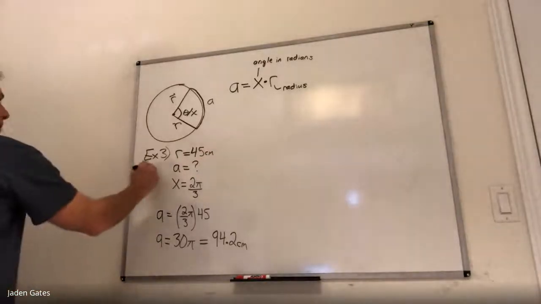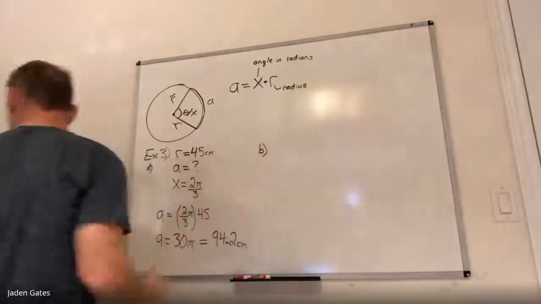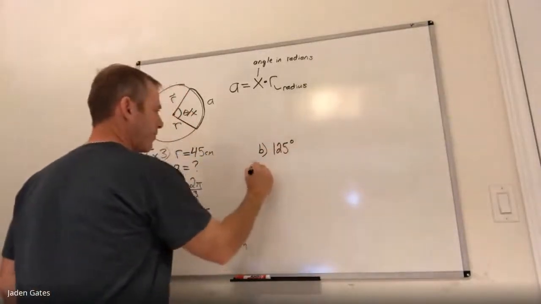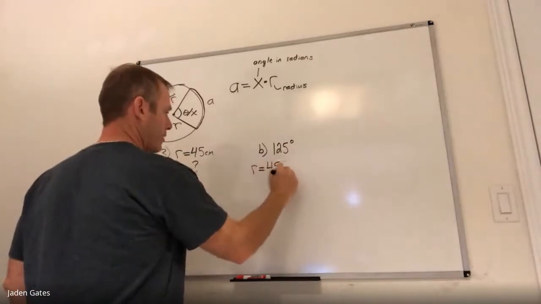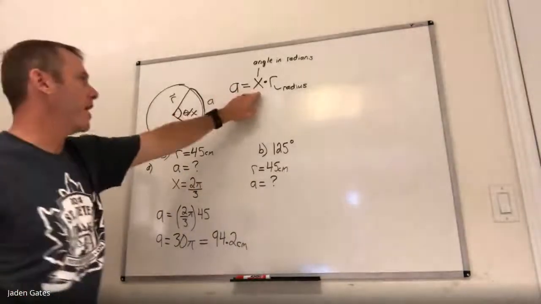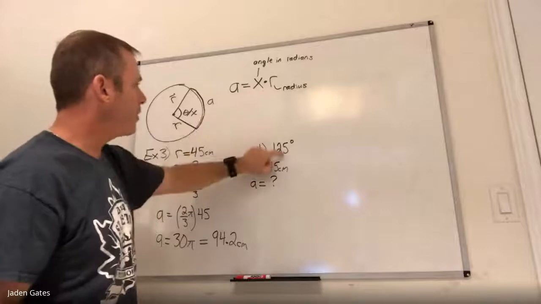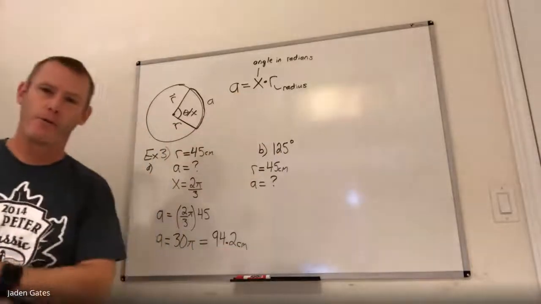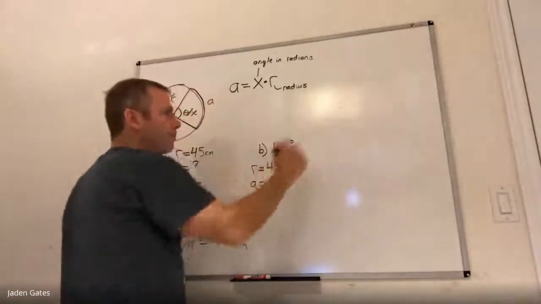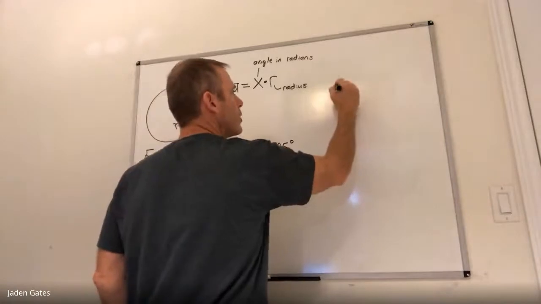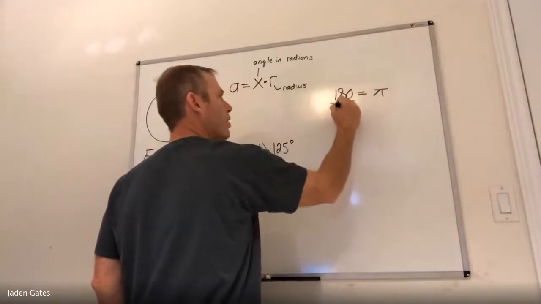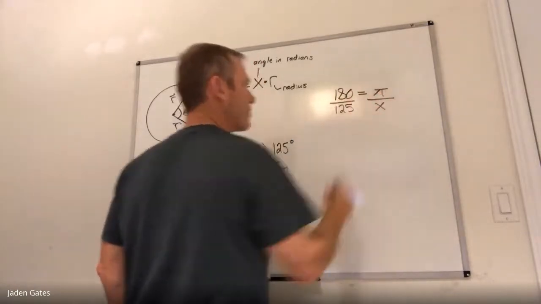All right, that's A. Let's check out B. B now, it says I got 125 degrees. And again, same things, right? 45 centimeters is my radius. I'm looking for the arc length. Now I want to plug into the same formula, A equals x times r, but my angle is not in radians. So I have to go back and do what I did before. I got to convert, got to use that formula. I'm just going to do it over here on the side. So I have 180 degrees is pi radians. I have the angle here, it's 125. I want to know the radians, x.